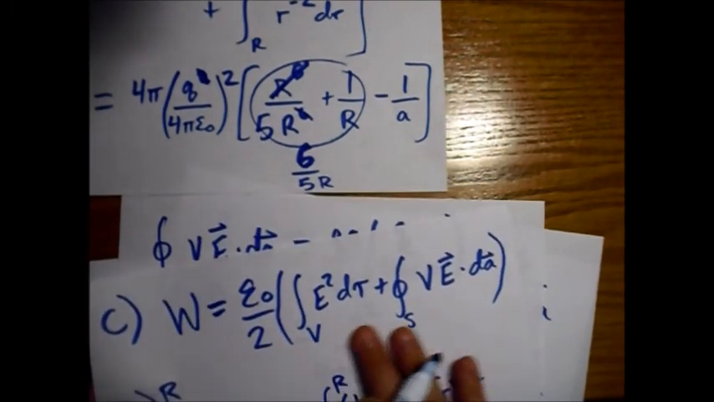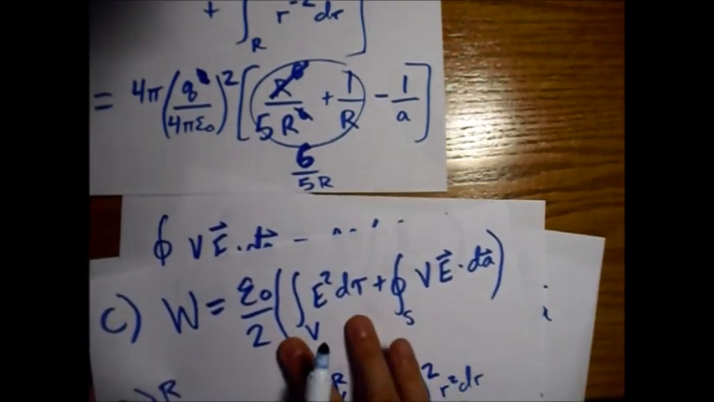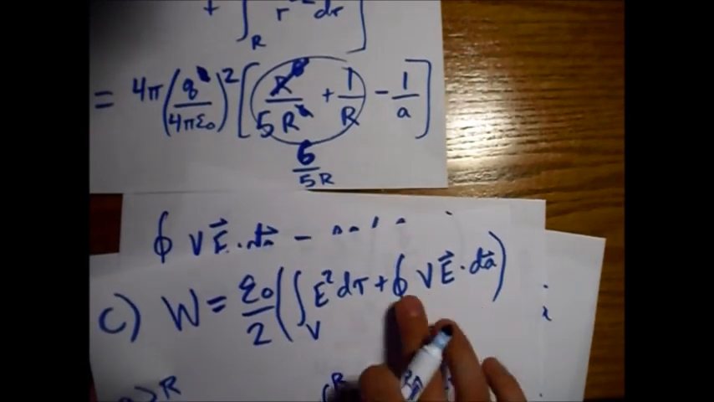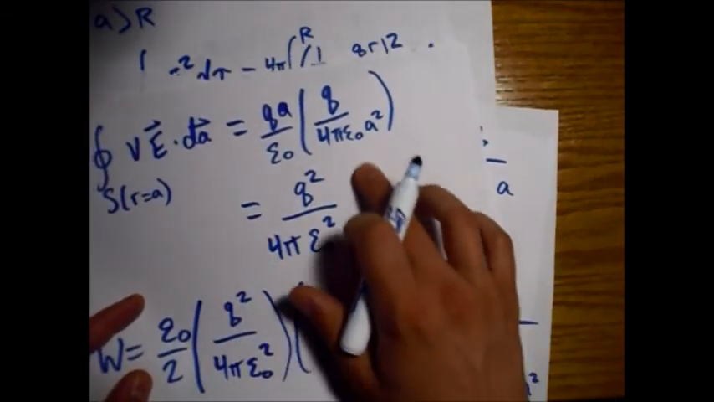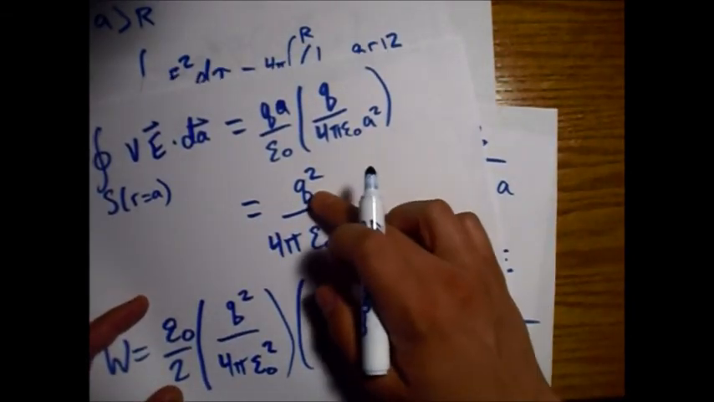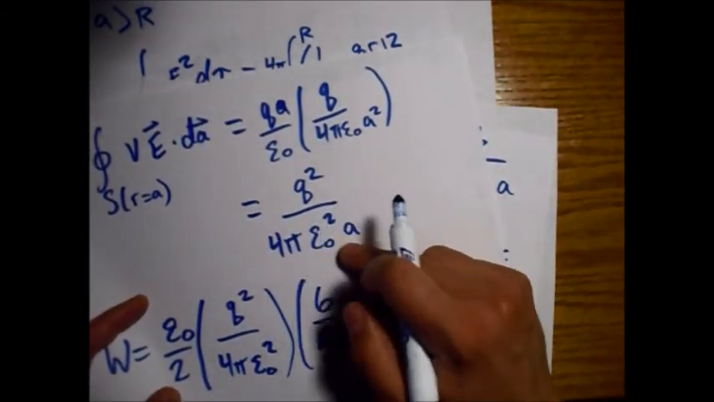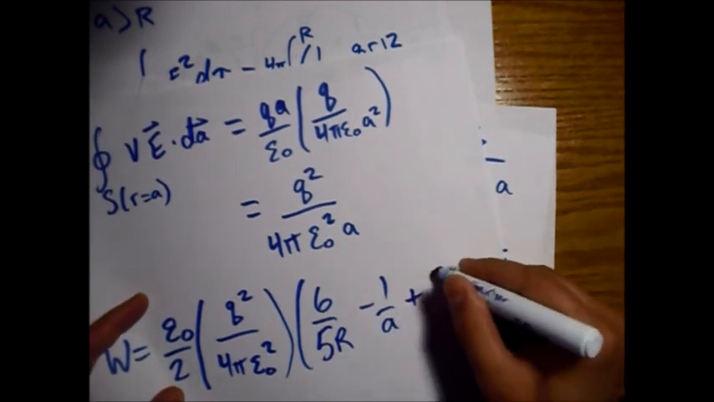Now, here's a refresher. Here's our total energy. Here's the volume integral. Here's the surface integral. We just have to add the surface integral on. So now we add on this term right here. Well, we've already factored out a Q squared, a 4 pi epsilon naught squared. So we're just adding on a 1 over A.